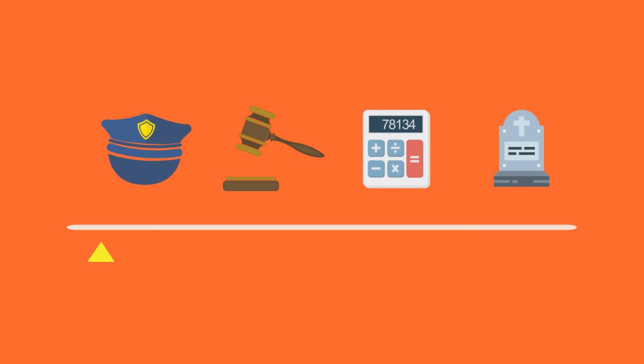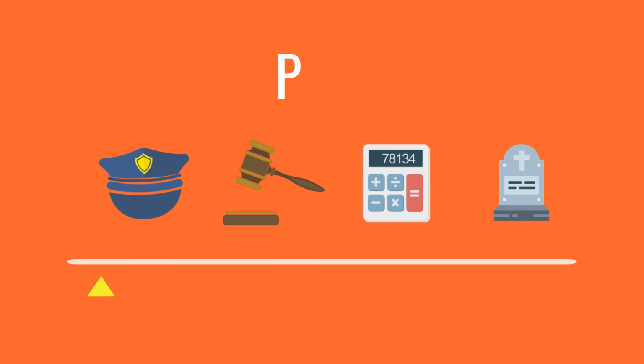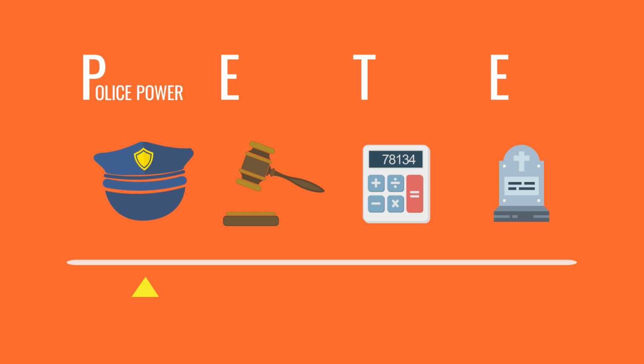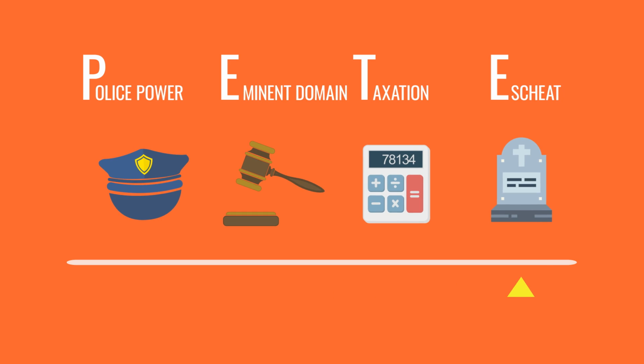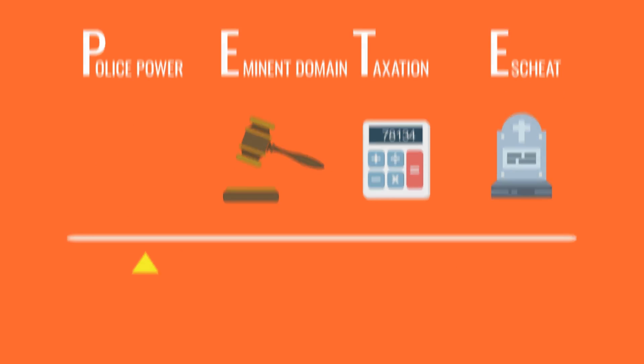To remember the 4 government powers, think of the name PEAT. P is for police power, E is for eminent domain, T is for taxation, and E is for escheat. Let's start with police power.